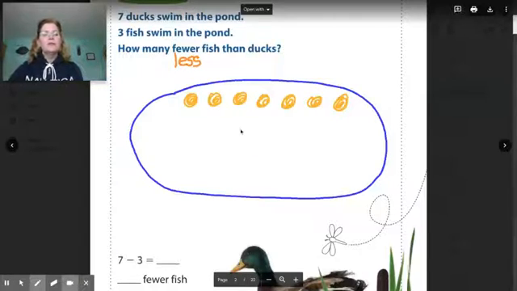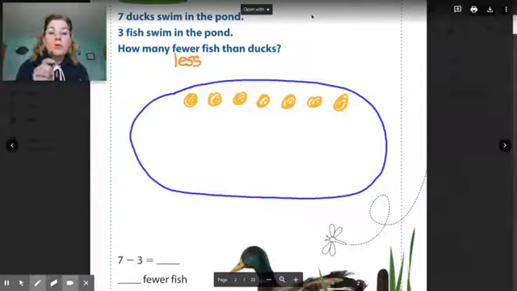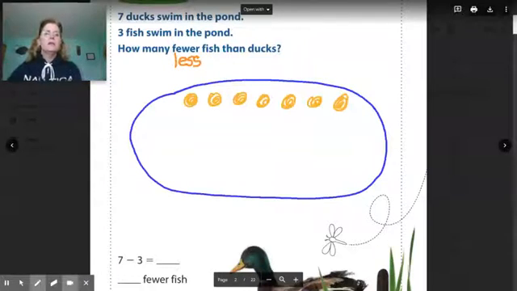Oh, I think I heard somebody say, Mrs. Knudson, you forgot to underline the information. I don't know who of you said that, but I heard it. So we have 7 ducks are swimming in the pond. 3 fish are swimming in the pond. How many fewer fish than ducks?